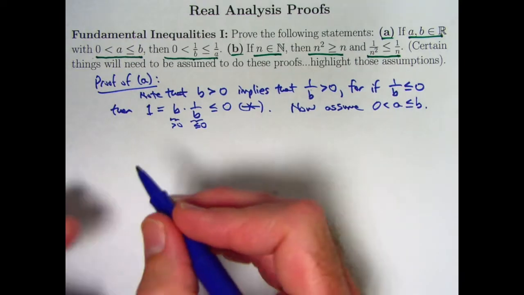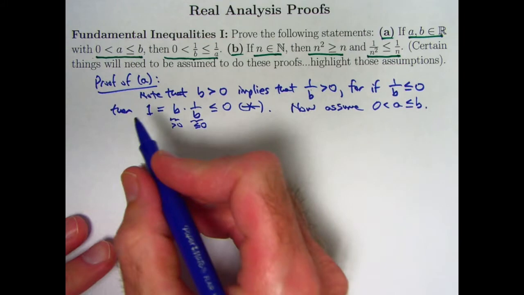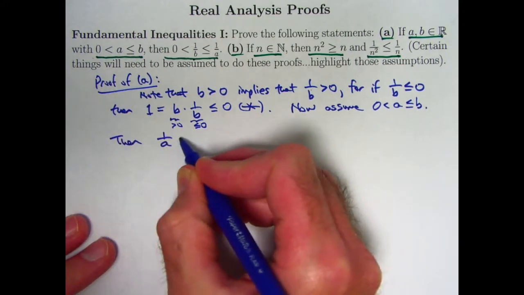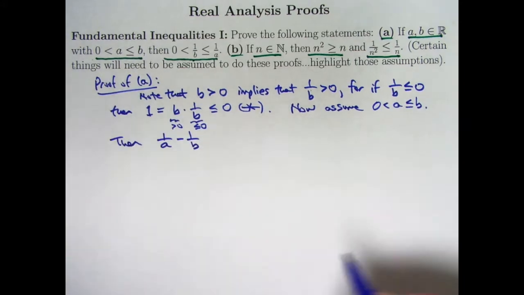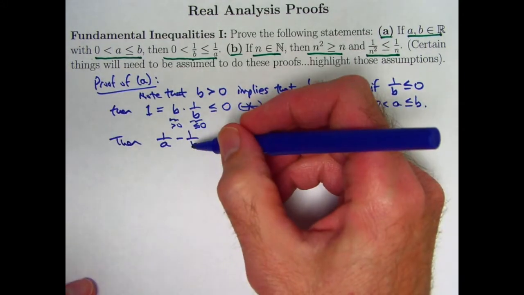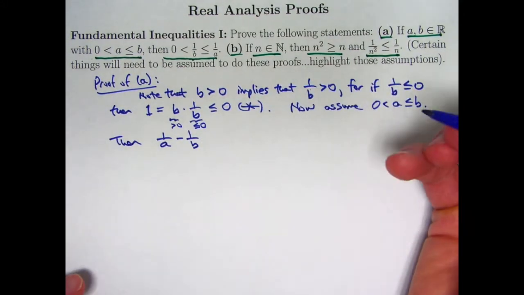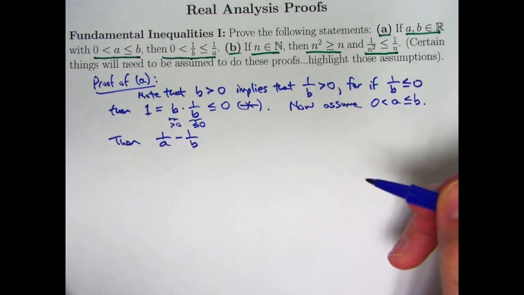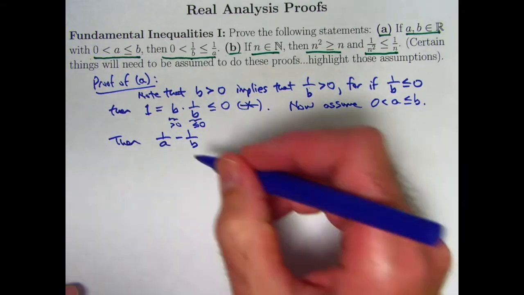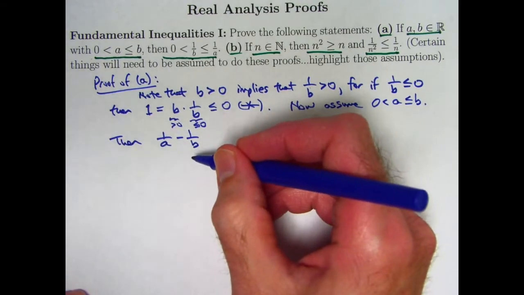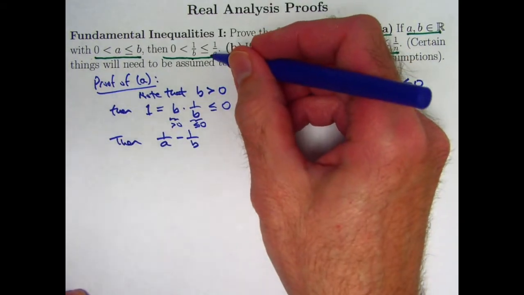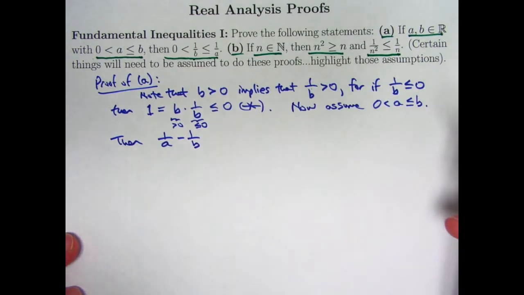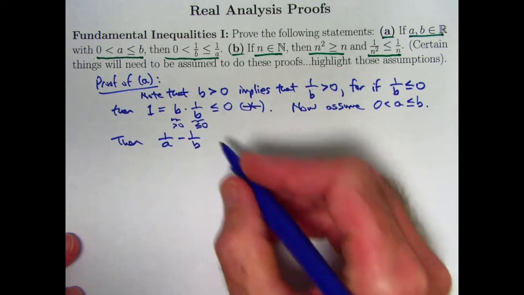Probably the best way to do it, based on things that might be in your textbook, would be to focus on the difference, 1 over A minus 1 over B. If we can show that that difference is greater than or equal to 0, that will mean that 1 over B is less than or equal to 1 over A. Got that? If I can show that this is bigger than or equal to 0, that will mean this is true. Maybe in your book that's a definition of what it means for one number to be less than or equal to another.